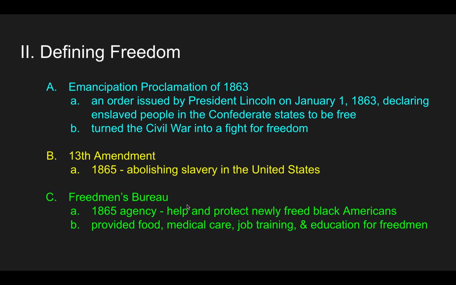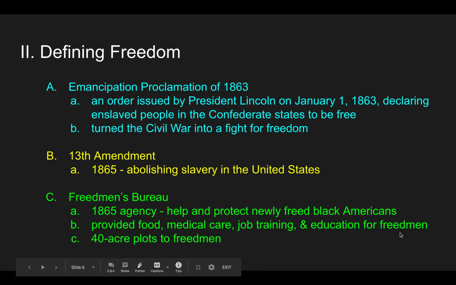They provided food, medical care, job training, and education for freedmen. Freedmen is the term that is used for formerly enslaved African Americans. And you've maybe heard the expression 40 acres and a mule. Part of the Freedmen's Bureau's assurances was to provide formerly enslaved African Americans with a 40-acre plot of land and a mule.